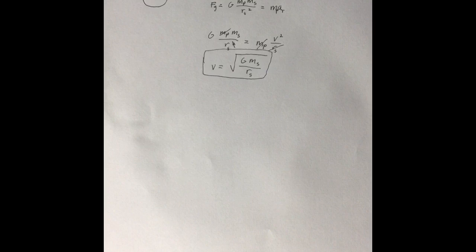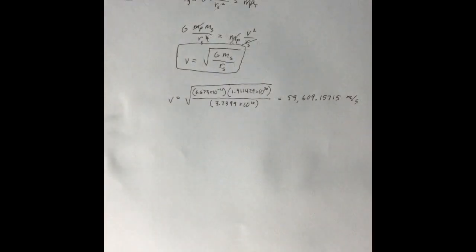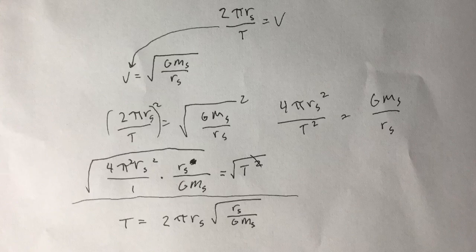So then we'll plug in v squared over r for our radial acceleration and cancel out the variables on each side to get that the velocity is equal to the square root of the gravitational constant times the mass of the sun over the orbital radius. If we plug in the values from NASA into our equation, we can determine the velocity, which is equal to 59,609.15715 meters per second.